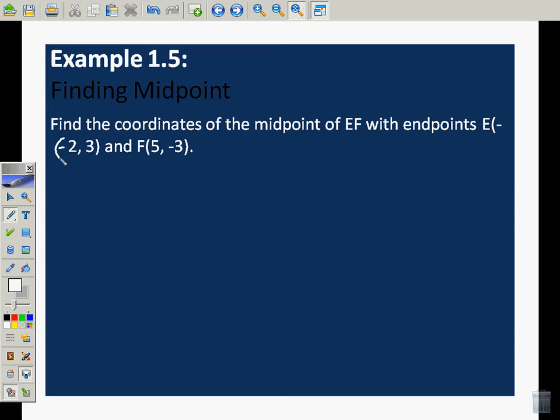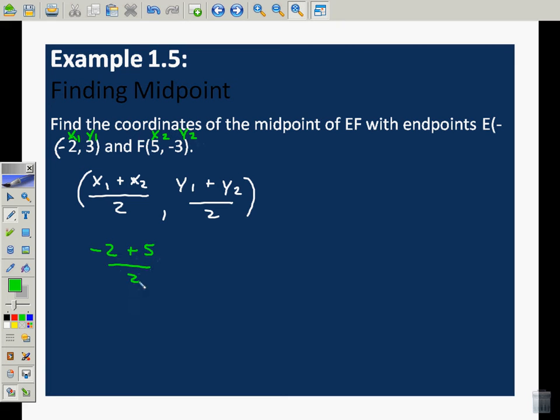Okay, we are back. Once again, finding the average: x1 plus x2 over 2, comma, y1 plus y2 over 2. Once again, I'm going to label my points x1, x2, y1, y2. And so we're going to go -2 plus 5 over 2, and we're going to have 3 plus negative 3 over 2. And what we've got here is 3 over 2, comma, 0 over 2.